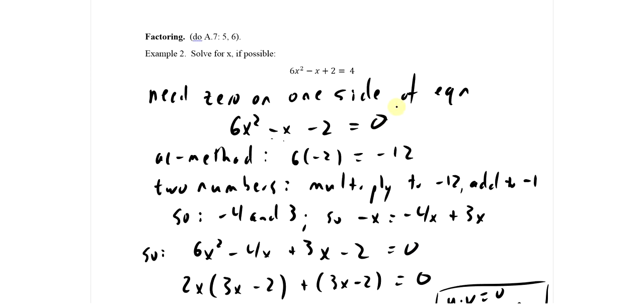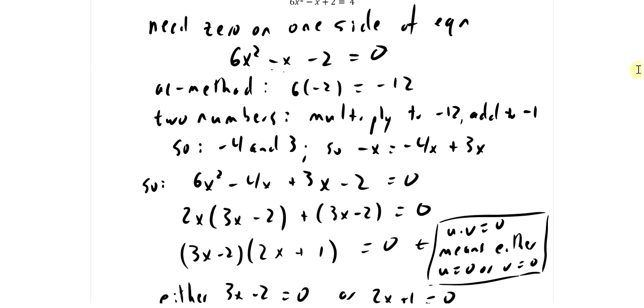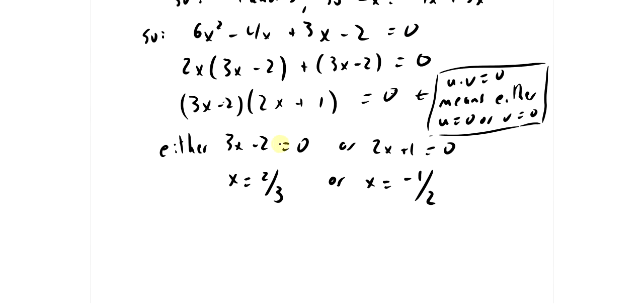Why do we need a 0 on one side of the equation? Because when we factor the expression on the left-hand side, we got this. And so now we have two things multiplied together to give me 0. That's why I need the 0 on the right-hand side. And that allows me to say, okay, well, either this term is 0 or that term is 0. So x is 2/3 or x is minus 1/2.